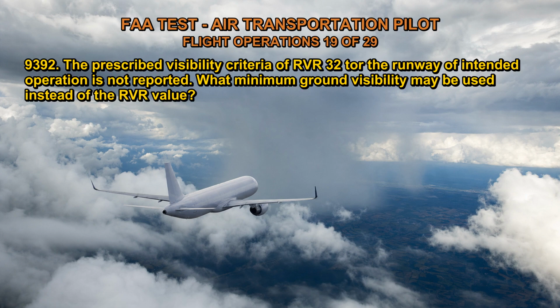9392. The prescribed visibility criteria of RVR 32 toward the runway of intended operation is not reported. What minimum ground visibility may be used instead of the RVR value? A. 3/8 sm. B. 5/8 sm. C. 3/4 sm.